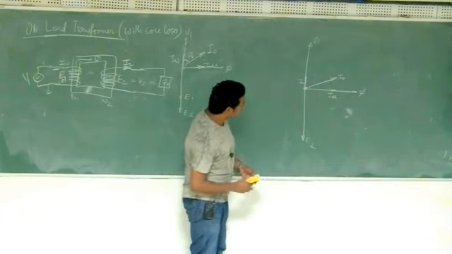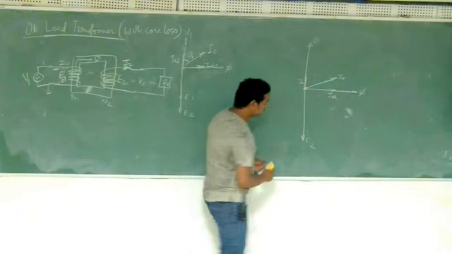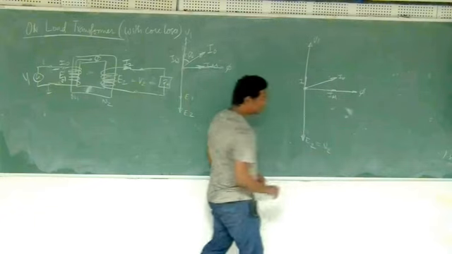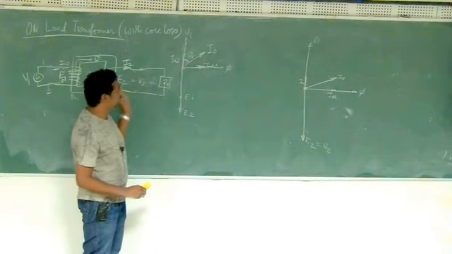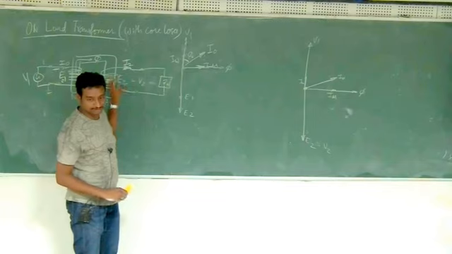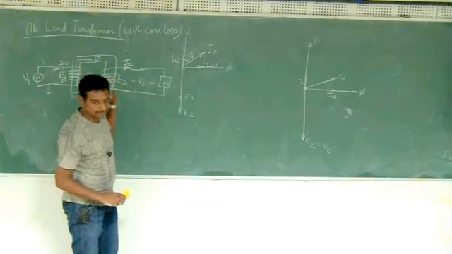Okay. Now this E2 is equal to V2. Okay. Why? Because I'm not considering any voltage drops in this. It's a pure inductance, pure. There's no resistance and all this.